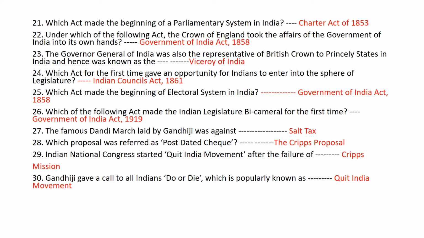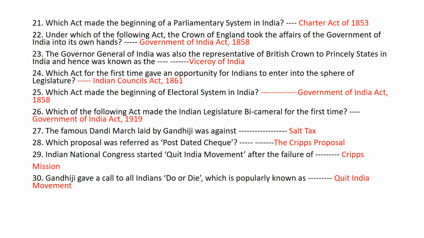Which act made the beginning of a parliamentary system in India? Charter Act of 1853. Under which of the following acts the Crown of England took the affairs of the Government of India into its own hands? Government of India Act 1858. The Governor-General of India was also the representative of British Crown to princely states in India and hence was known as the Viceroy of India.